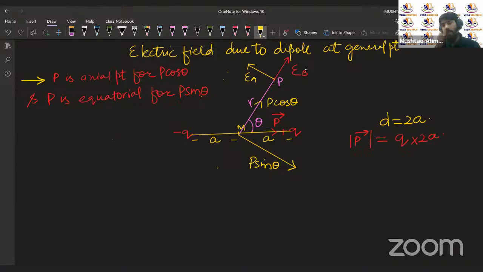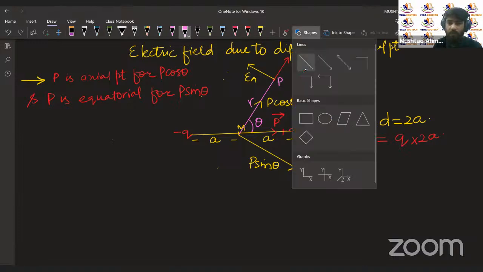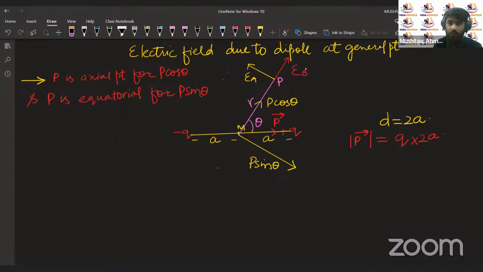And the resultant of the EA vector and the EB vector will give us the resultant electric field at the general point P, right? Let's call that resultant electric field E. So this will be the resultant electric field, and the E vector will be equal to the EA vector plus the EB vector.